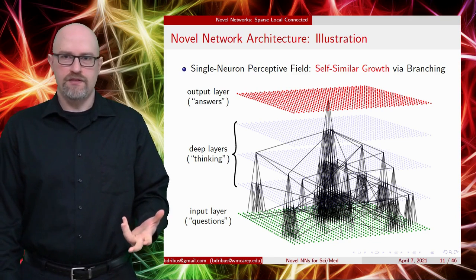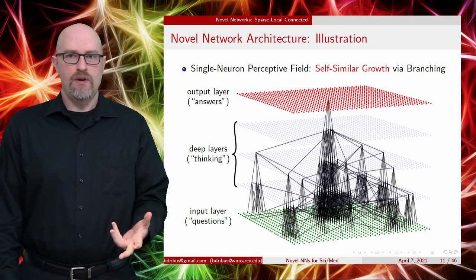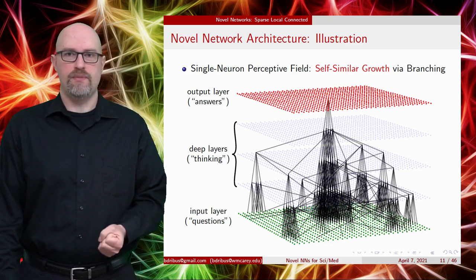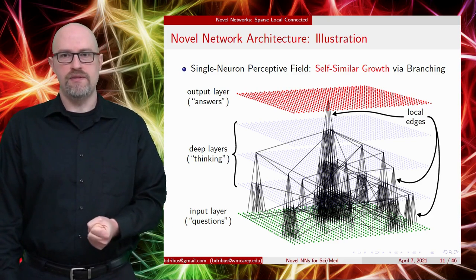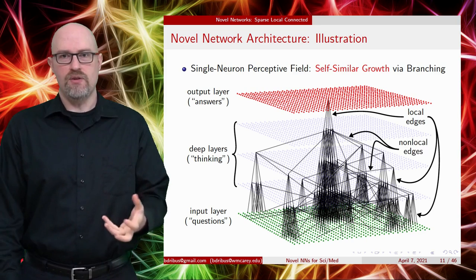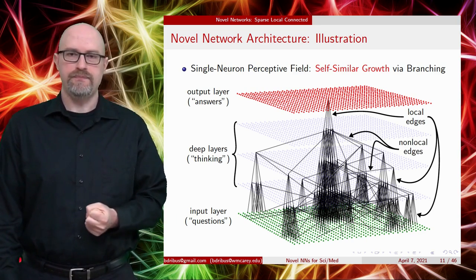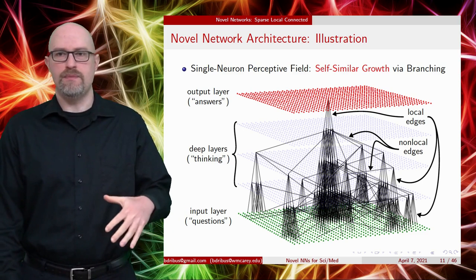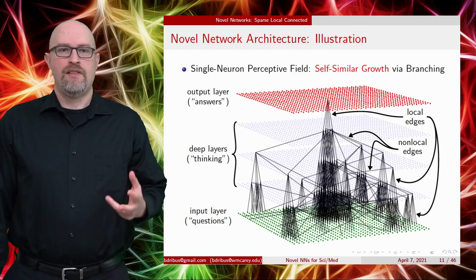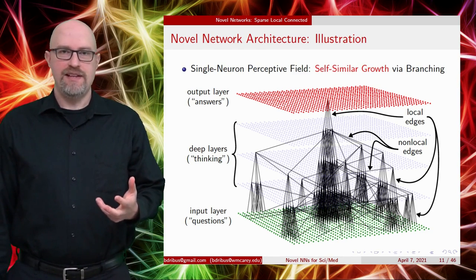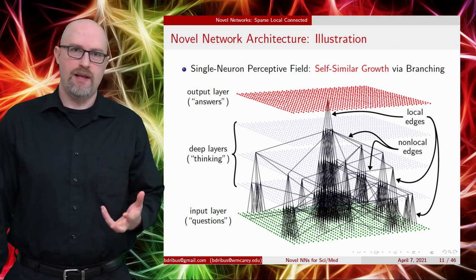Now, so far this description could apply to almost any artificial neural network, but here we focus on novel hybrid networks with a combination of regular local connections between nearby nodes and sparse non-local connections, usually random, that reach far across the network. This hybrid combination produces the self-similar branching pattern in the perceptive field. The result is that each output node sees a family of overlapping patches of varying sizes in the input layer.